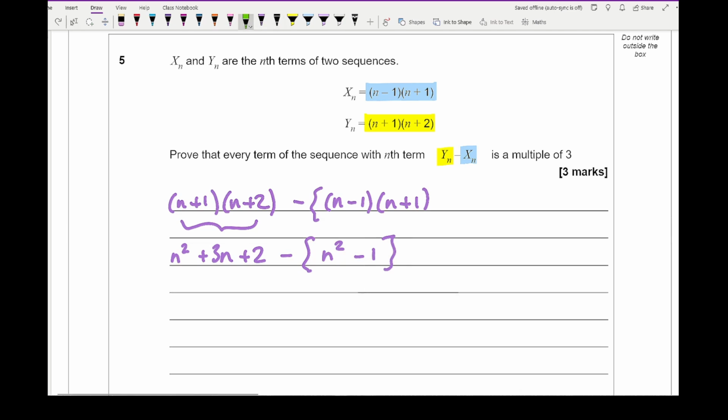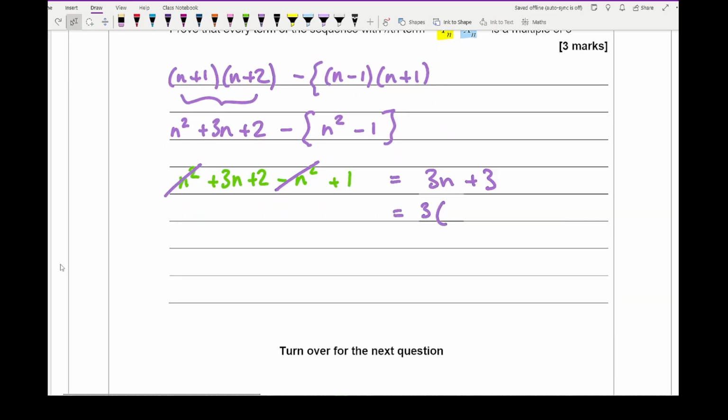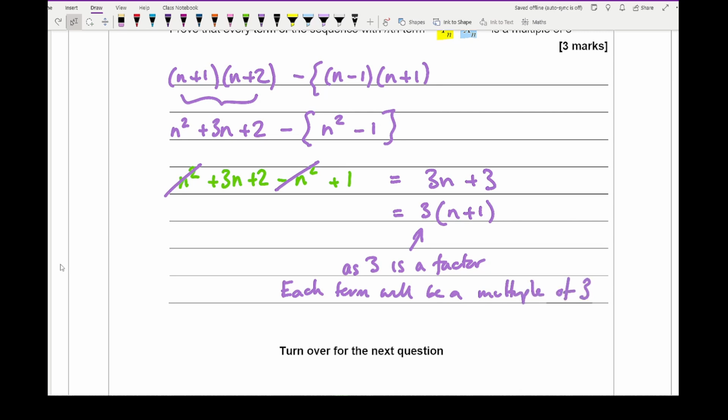And then all that's left for me to do is take away those square brackets. So I've got n squared plus 3n plus 2 minus n squared plus 1. And then what you should notice here is that the n squareds cancel out, and what I'm left with is 3n plus 3. Then from this I can factorise that, so I can take a 3 out. And as you can see, as 3 is a factor, each term will be a multiple of 3. And there we go.